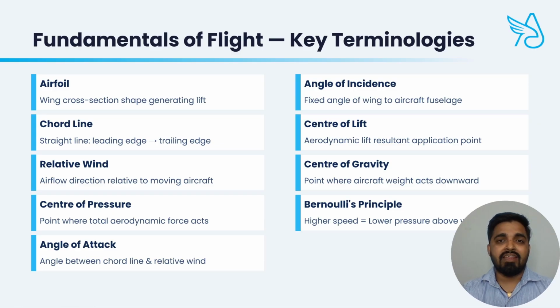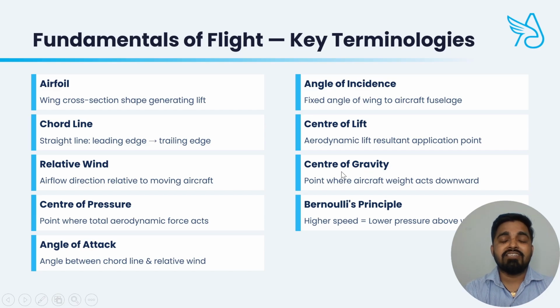Next, angle of attack, which is the angle between the chord line and the relative wind. Angle of incidence, which is the angle between the chord line and the aircraft's longitudinal axis. We'll see both of them in detail in the upcoming slides. Next, Bernoulli's principle. This is a scientific rule that says faster moving air creates lower air pressure, and this is one of the reasons why wings create lift.